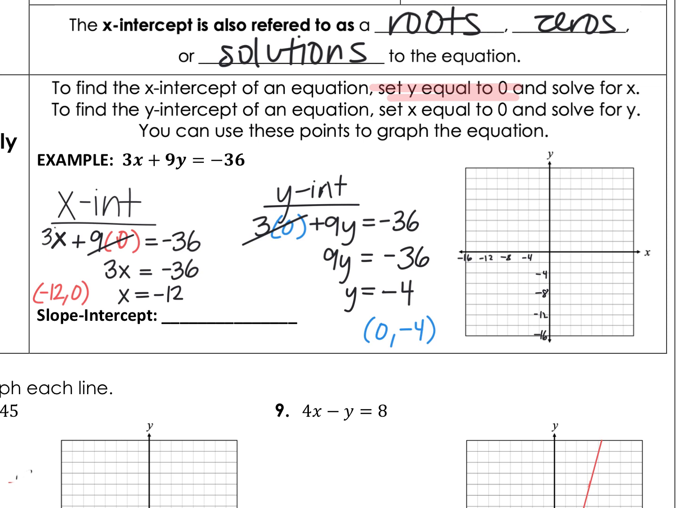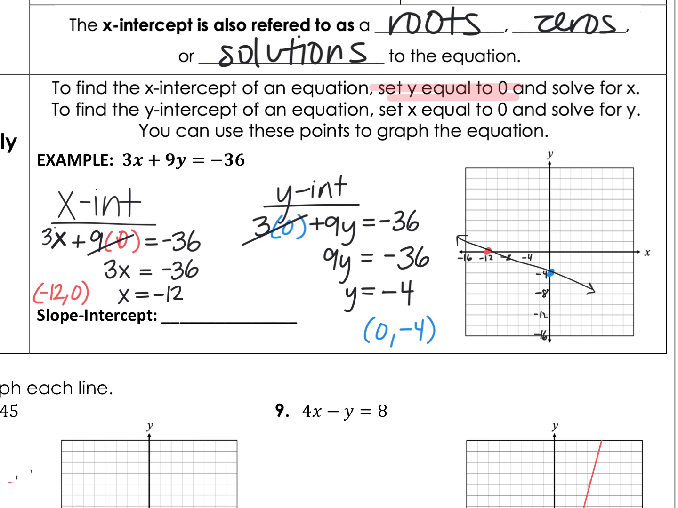Okay, let's graph these, so we just scaled it differently. I'm plotting the y-intercept at 0, negative 4, which is only 2 squares down because I scaled it differently. And then the x-intercept at negative 12. And then you just have to connect the dots because it only takes 2 points to make a line. So that's kind of the beautiful part about it, is that it can be faster if the numbers are super easy to solve for, like you just plot, plot, and you're done.